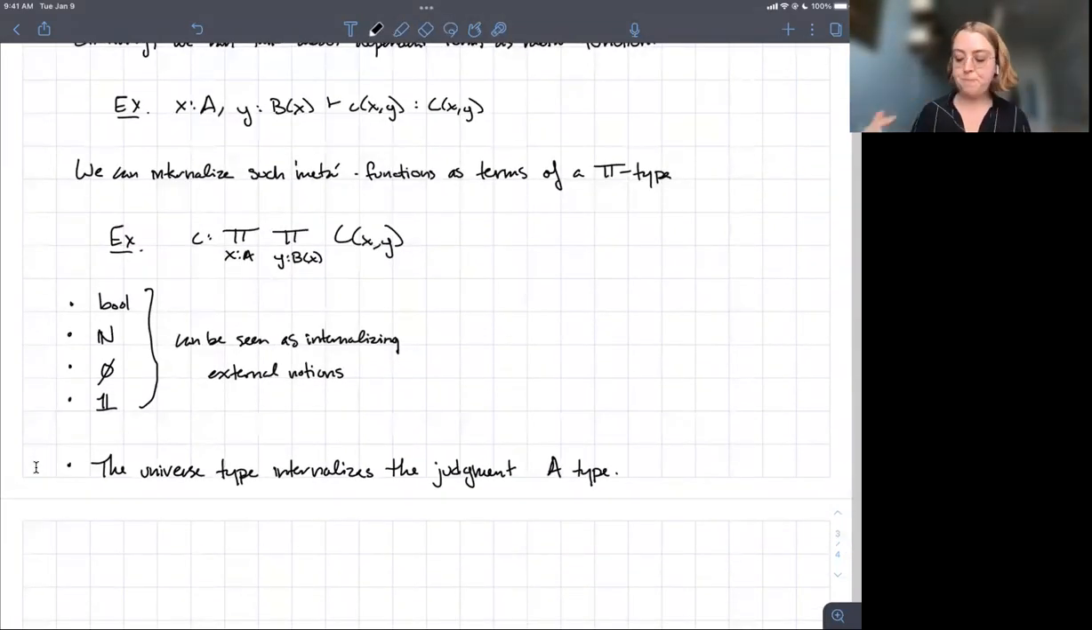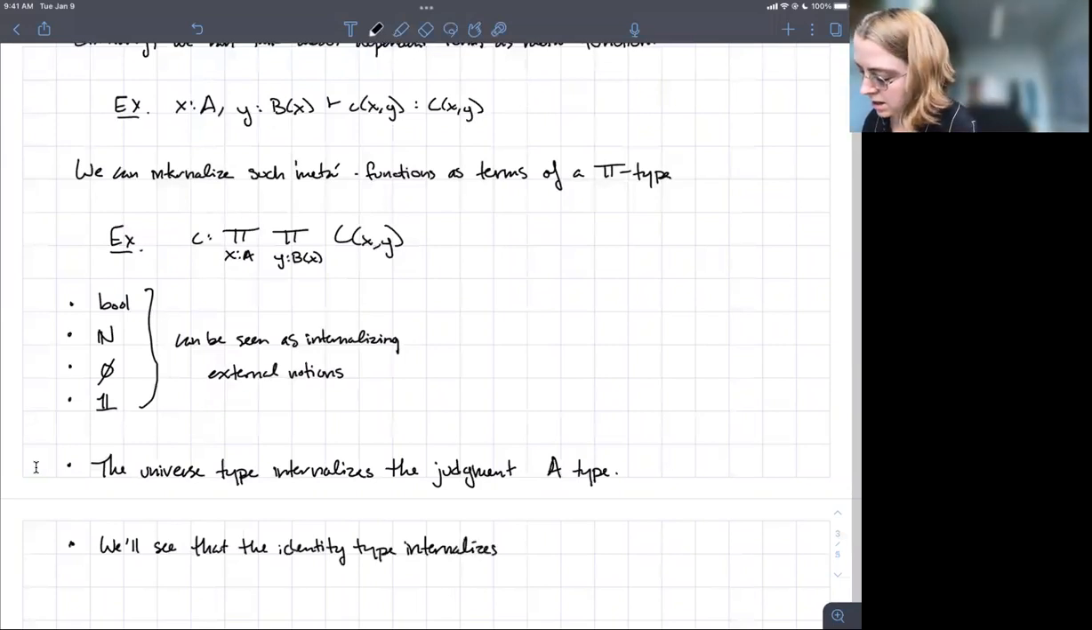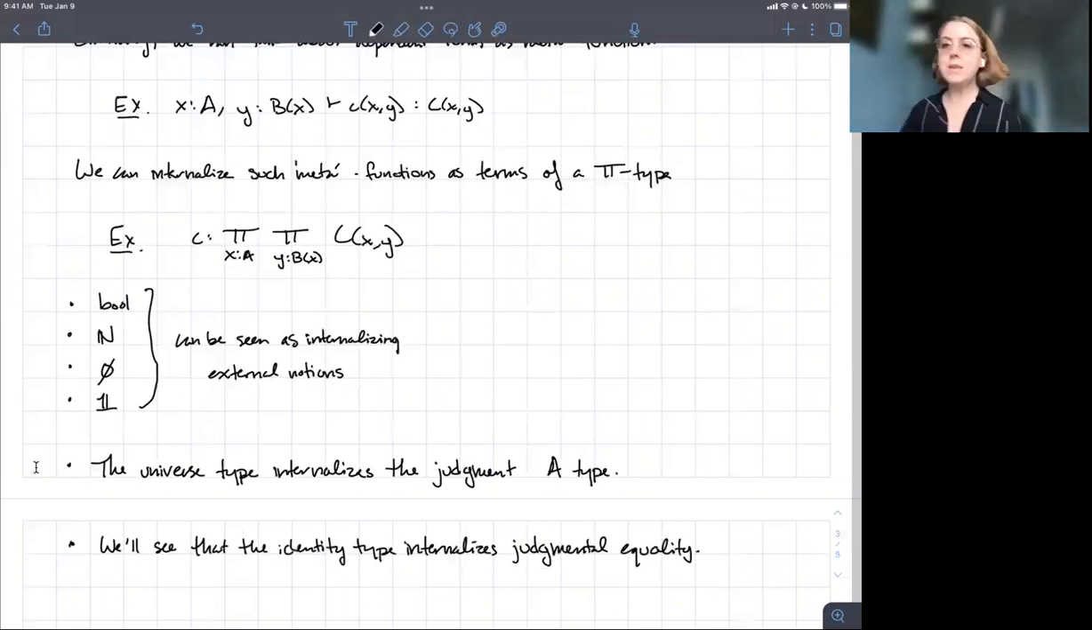And certainly the reason why I'm explaining this is because after we've given the rules for the identity type, we'll see that the identity type internalizes the meta or external notion of judgmental equality. So that's another more long-winded answer to the question of why do we need an identity type if we already have judgmental equality, the one with the dot above it that we've been talking about. Well, this is a way to internalize that, to turn that into a type. And so if we think of proving things as producing terms of a type, we can finally really, truly prove equalities or identities.